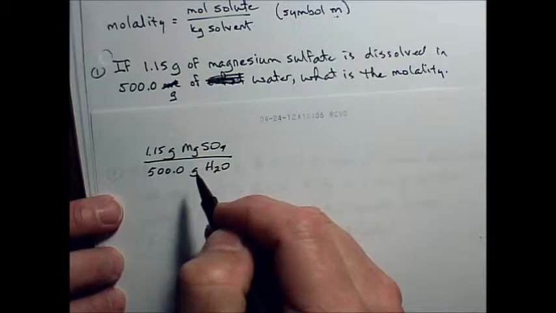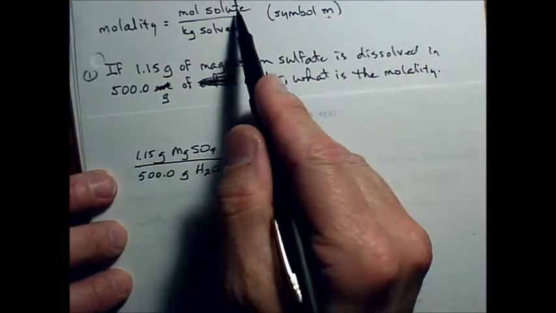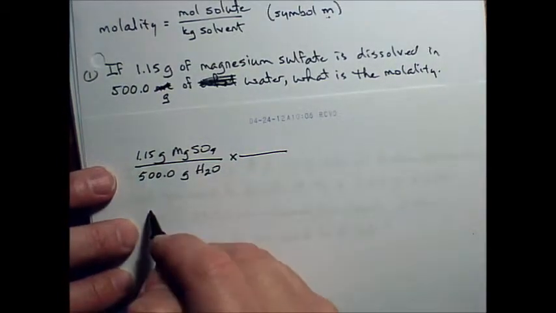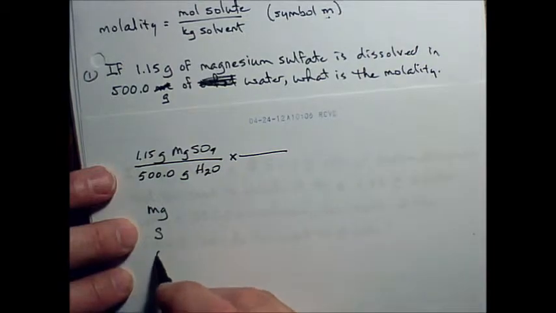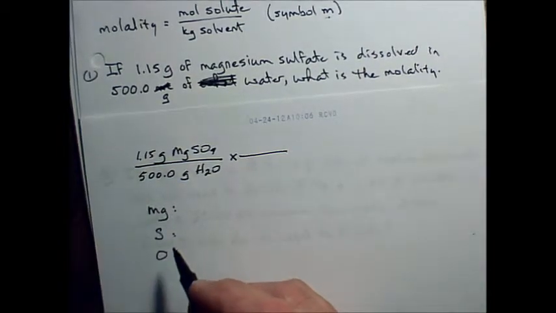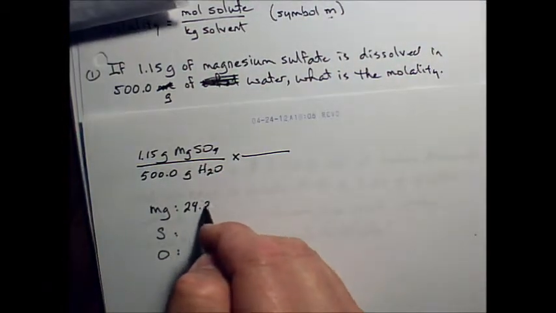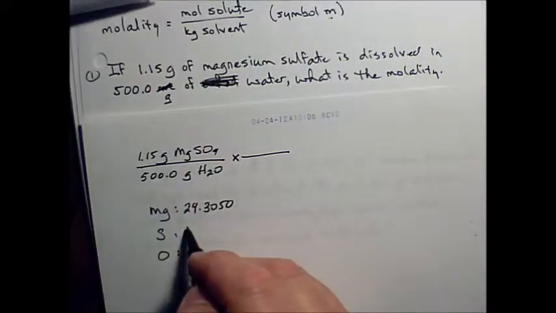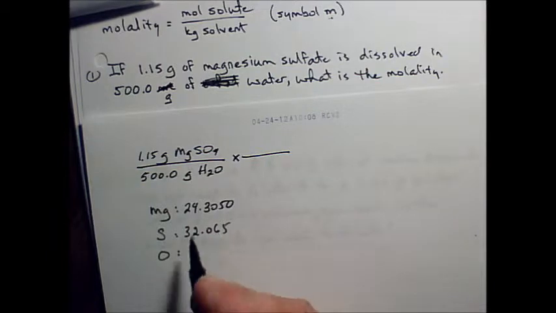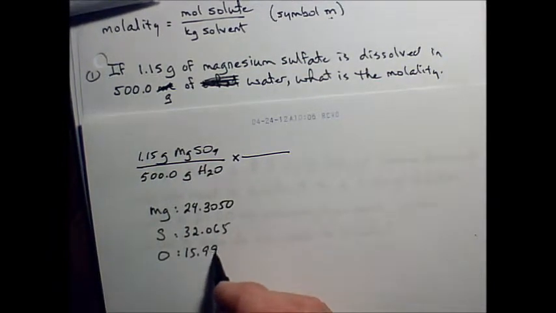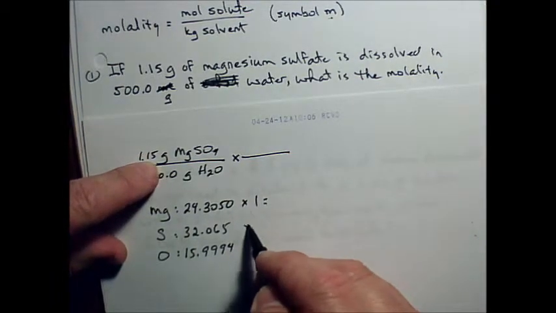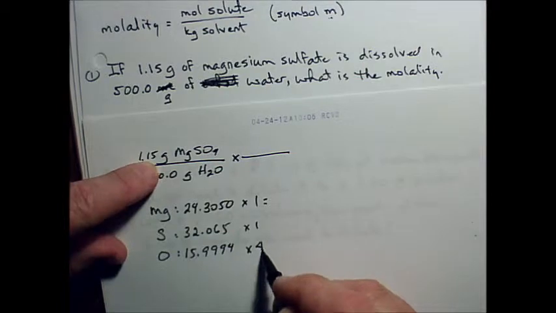All we have to do now is convert to the right units to get moles of solute over kilograms of solvent. To go from grams to moles, we need a molar mass. Magnesium, sulfur, oxygen. Magnesium's atomic mass is 24.3050. Sulfur's atomic mass is 32.065. Oxygen's atomic mass is 15.9994. I've got one magnesium, one sulfur, and four oxygens.